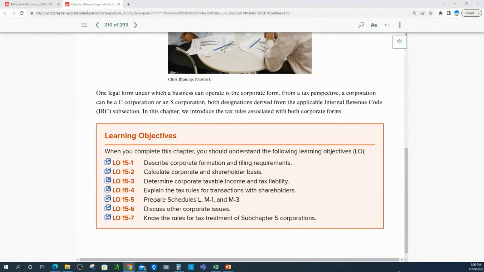All right, so here we are at the last chapter of the book, chapter 15. We're going to talk about corporations in this chapter today and Thursday. So we've got 7 different learning objectives here. We got through partnerships, and I know that was a little bit of a struggle. Corporations have some similarities to partnerships, but also differences from partnerships.